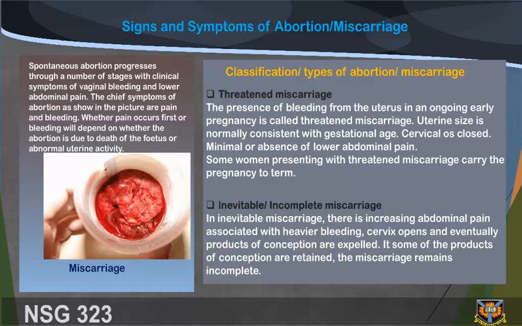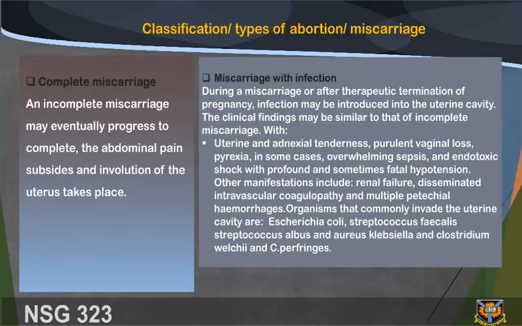Inevitable or incomplete miscarriage. In inevitable miscarriage, there is increasing abdominal pain associated with heavier bleeding. Cervix opens and eventually products of conception are expelled. If some of the products of conception are retained, the miscarriage remains incomplete. Complete miscarriage. An incomplete miscarriage may eventually progress to complete. The abdominal pain subsides and involution of the uterus takes place.